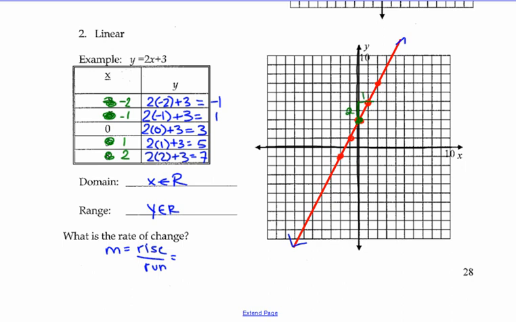We're making like a triangle. So we had to go rise over run. We had to go up 2, right 1. 2 over 1. And what's 2 divided by 1? 2. What do you notice about our rate of change and our equation? The number in front of x is always your slope or your rate of change.